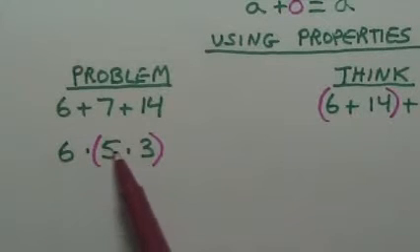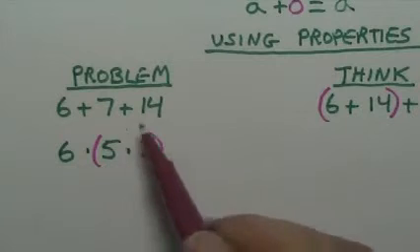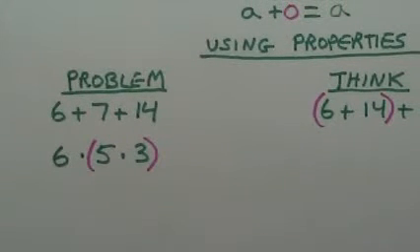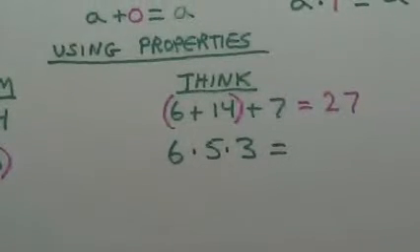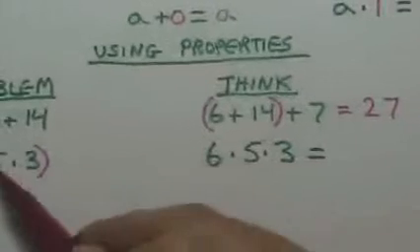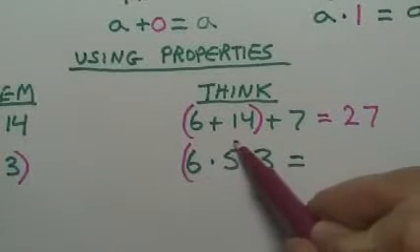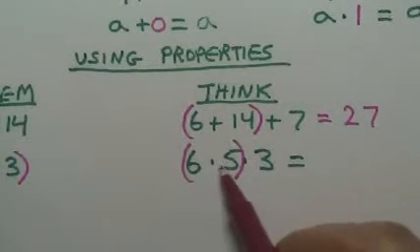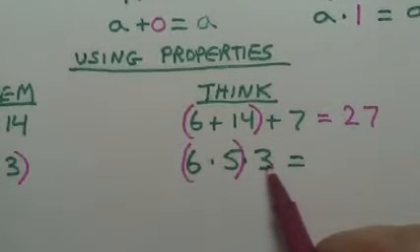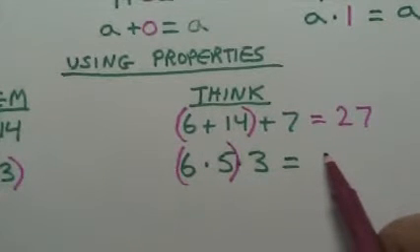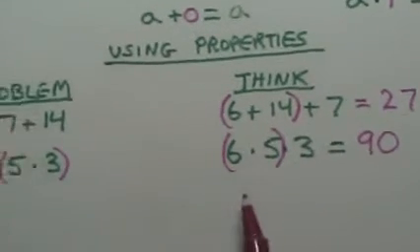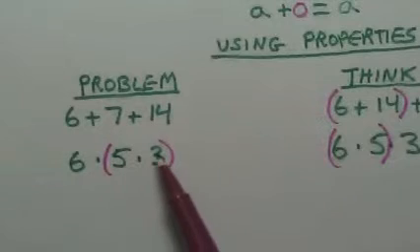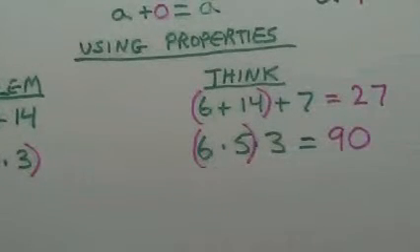Here's our next problem. 6 times 5 times 3. Put a parentheses on the 5 times 3. So I have 6 times 5 times 3. Here's another way of thinking about it, is instead of having the parentheses around the 5 times 3, which would be 15 times 6, you can put it around 6 times 5. Because that's 30. 30 times 3. That is 90. And what property is it that I change the grouping? That's the associative.